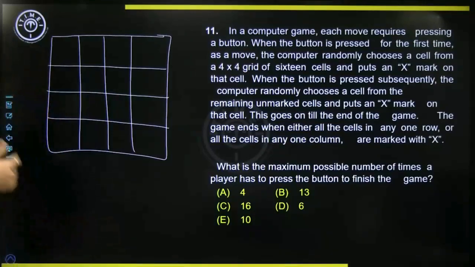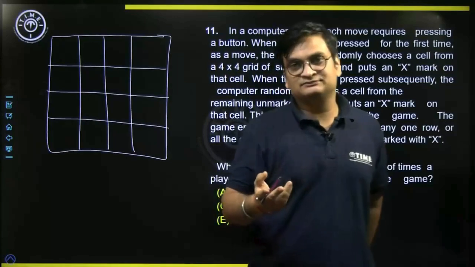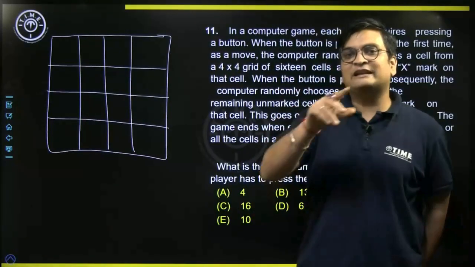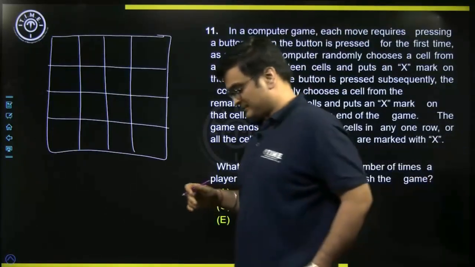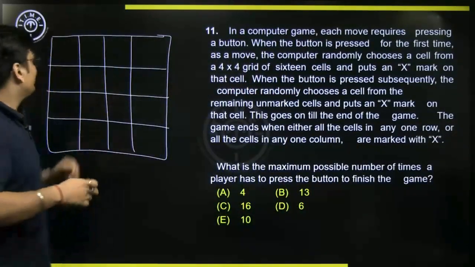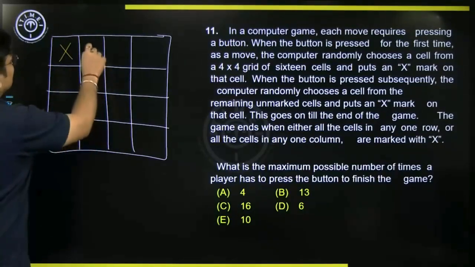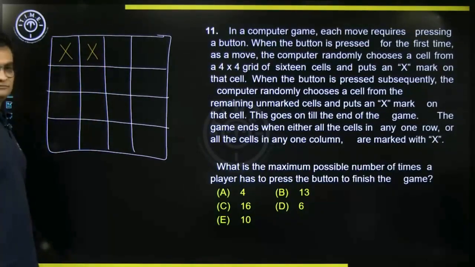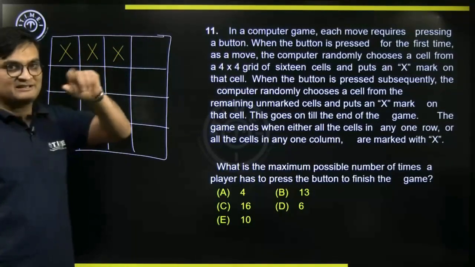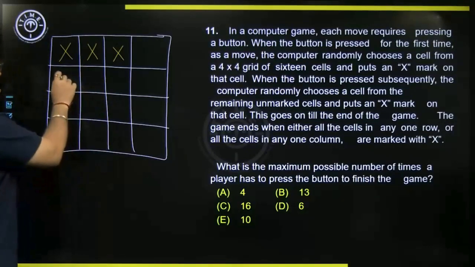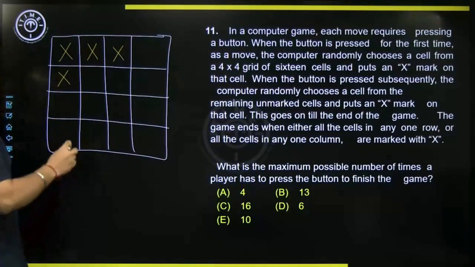The question is asking us maximum. So what I'll try to do is, I'll try to avoid filling up the 4 cells in a row or in a column. I'll try to avoid that as much as possible. So let's start. So the first X, first move comes here, suppose. Second X, third X, third move. Fourth, I'll not place it here. I would rather place it somewhere else, maybe here. Fourth move, still the game has not ended.